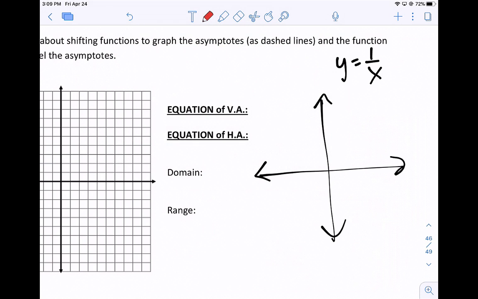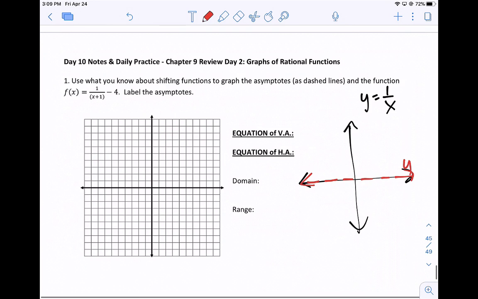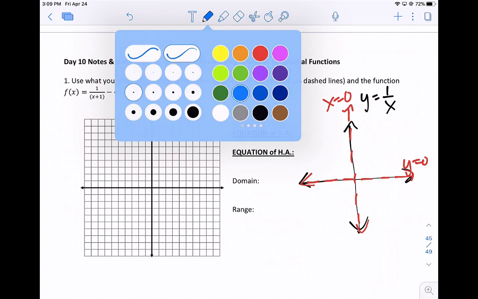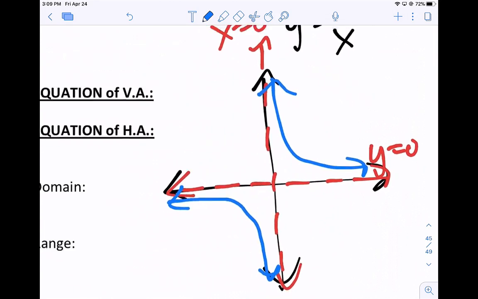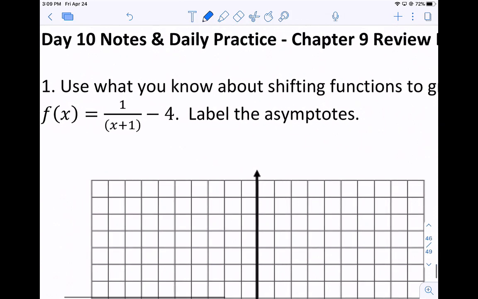All right, so here it is. There are two asymptotes, or invisible boundary lines, and one of them is at y equals 0, and the other one is a vertical line at x equals 0, and then our function looks something like this, where it approaches but never quite touches the asymptotes. So here is our mother function, but now we're going to shift it. So let's talk about the shift.